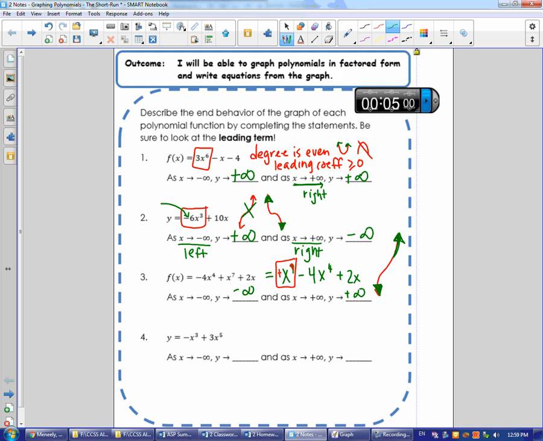In number 4, again, this is not written in standard form. I have y equals negative x to the 3rd plus 3x to the 5th. I'm going to want to make sure that I put my 3x to the 5th first, and then minus x to the 3rd. My leading term is 3x to the 5th. My degree is odd, so I know it's going to be an S shape. And because it's positive, I know it's going to look like number 3. It's going to be an S that's increasing to the right.